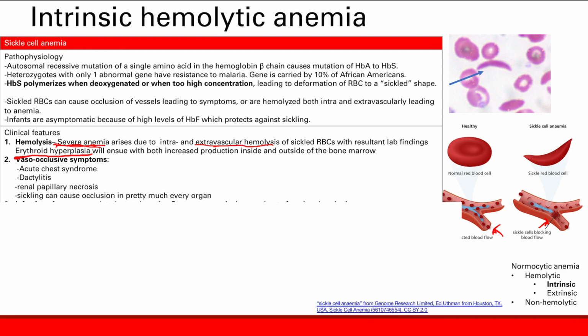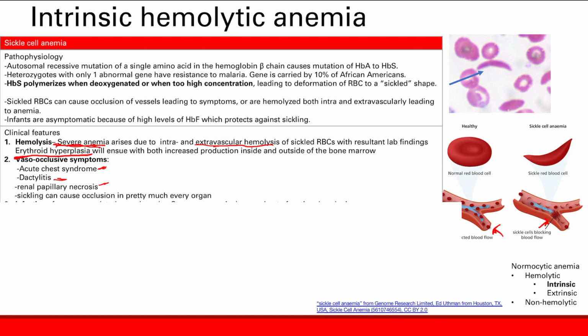Next is the vaso-occlusive symptoms. So you can get vaso-occlusion in the chest vessels. You get acute chest syndrome. That's symptoms of chest pain, respiratory distress. Dactylitis is a fancy term for occlusion of vessels in the bones of the hands and the feet. So you occlude vessels to the bones of the hands and the feet. You're going to get bone pain and swelling of the hands and the feet.